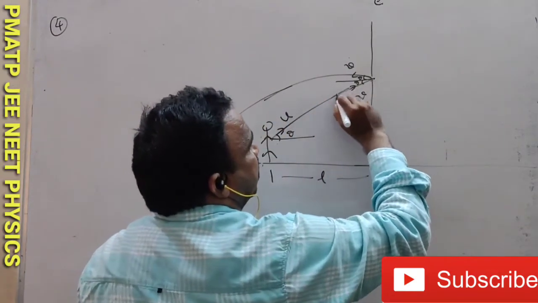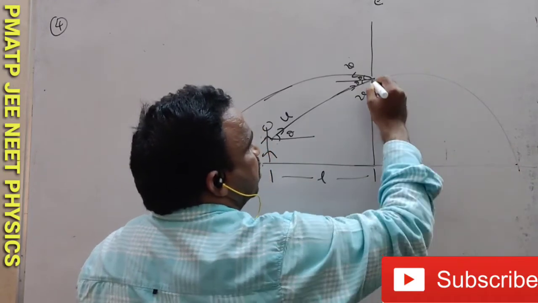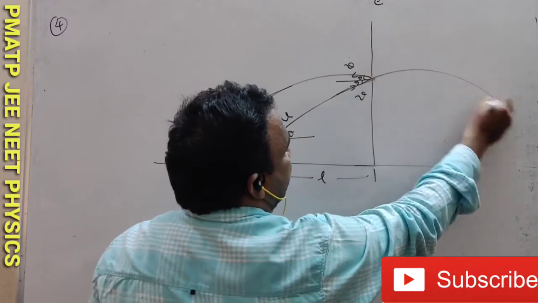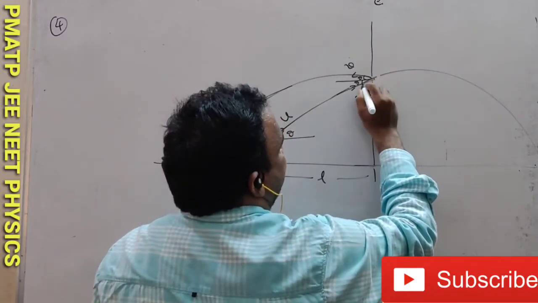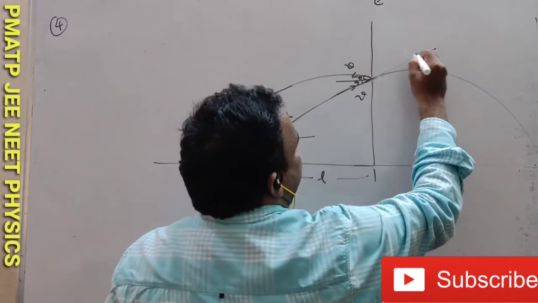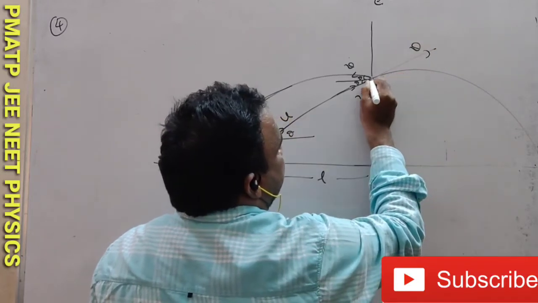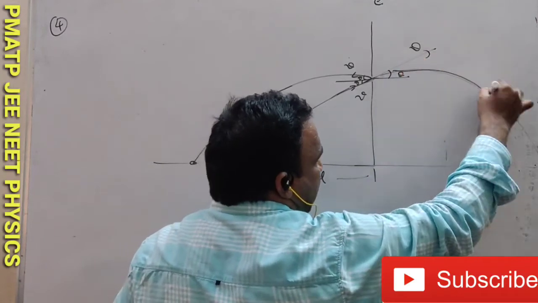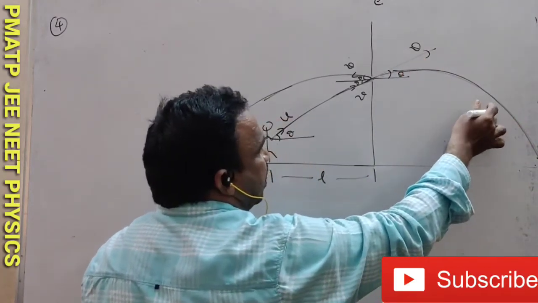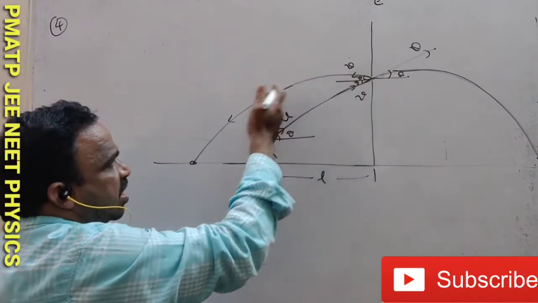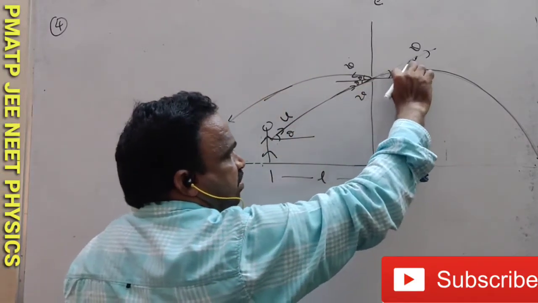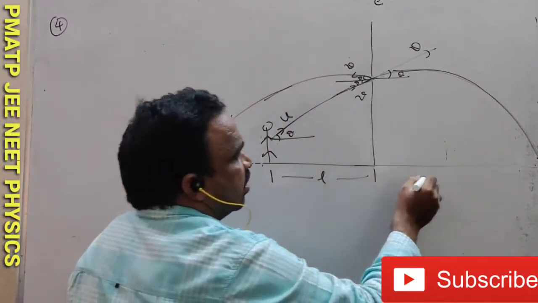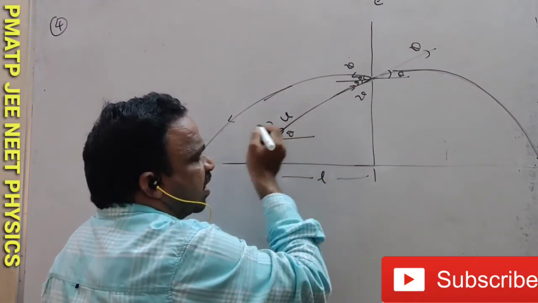The projectile follows a path like this. Here, what velocity? The same velocity v, so it makes the same angle. The remaining part of the projectile is just like a mirror of this one. This whole thing is projected with velocity u.